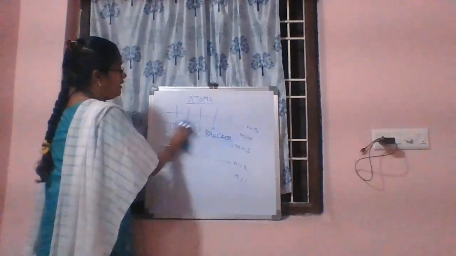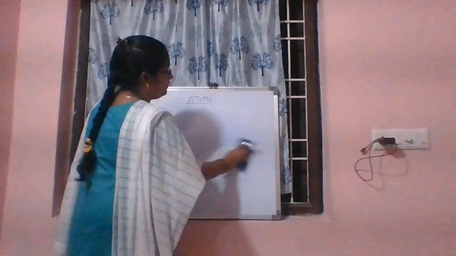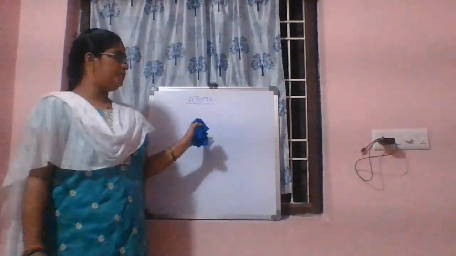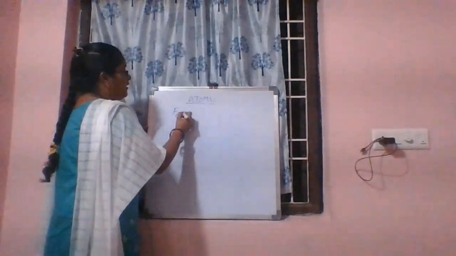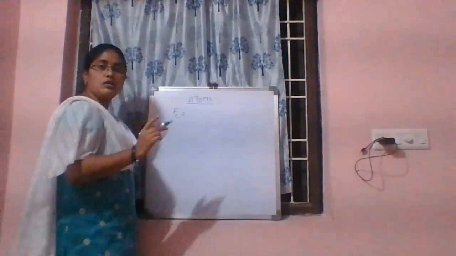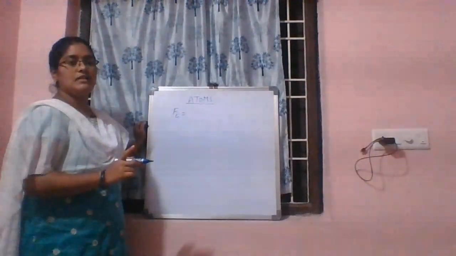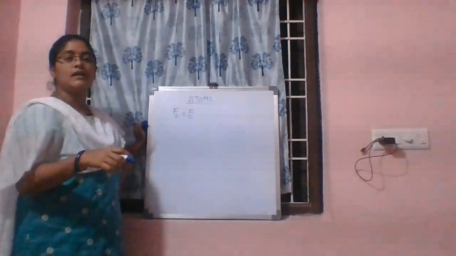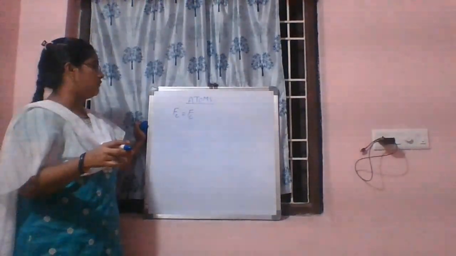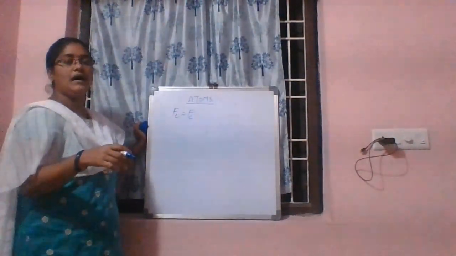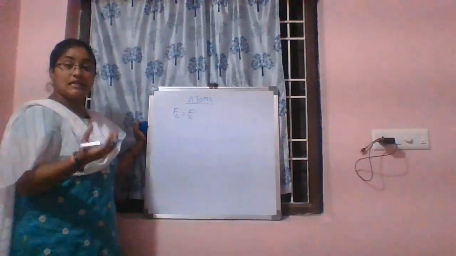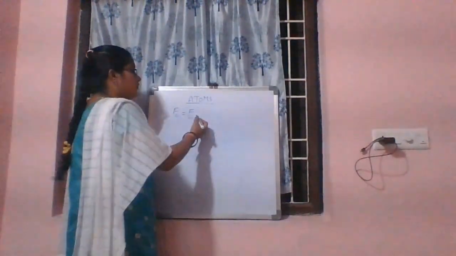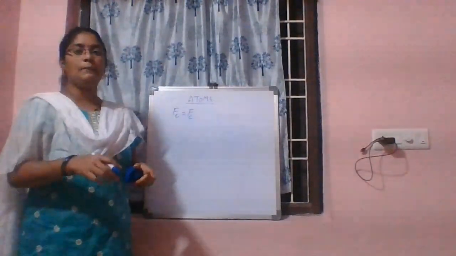When these electrons are revolving, they also have electrostatic force between themselves, and they also have centripetal force. It means they are revolving in a circular path. Every object which revolves around the earth or around itself in a circular path has centripetal force, meaning center seeking force. It allows any object to move in a circular path.